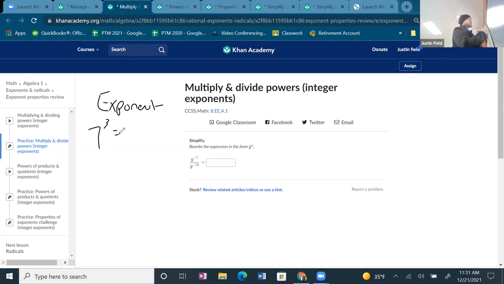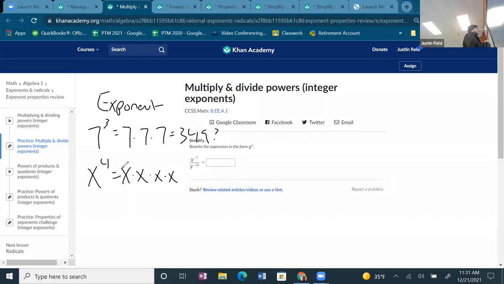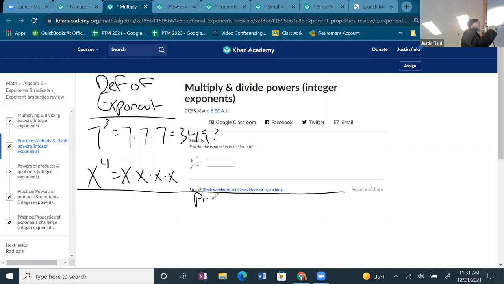So we know 7 to the third power is just 7 times 7 times 7, right? And of course, that equals 343, I think. But anyway, then something like x to the fourth is x times x times x times x, right? So that is the general rule of exponents, but then we have all these properties of exponents. So that's the definition, right? Properties.